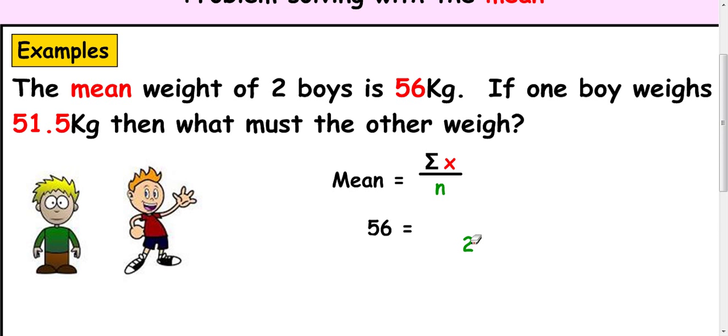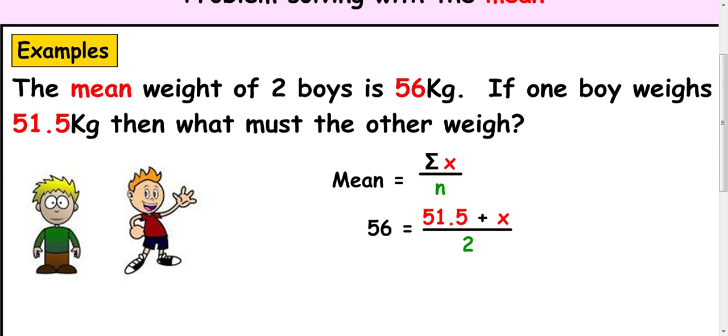And on the top, we know one of the boys weighs 51.5, but we don't really know what the other one weighs. And this is what we're trying to find out. So we'll call him X. I mean, you could call him question mark, but we'll use a bit of algebra here. So 51.5 add something divided by 2 gives you the mean, which is 56.